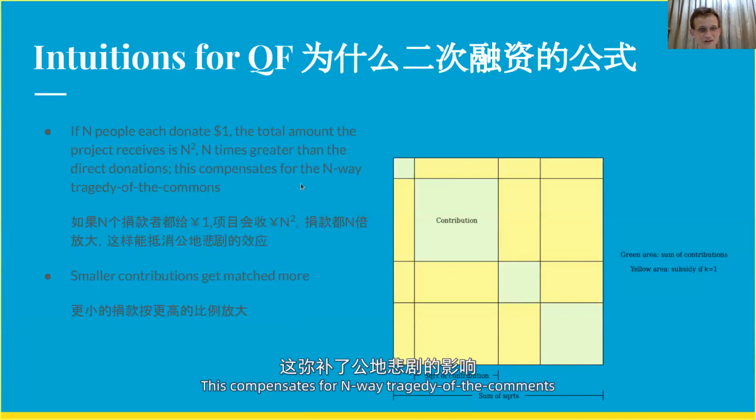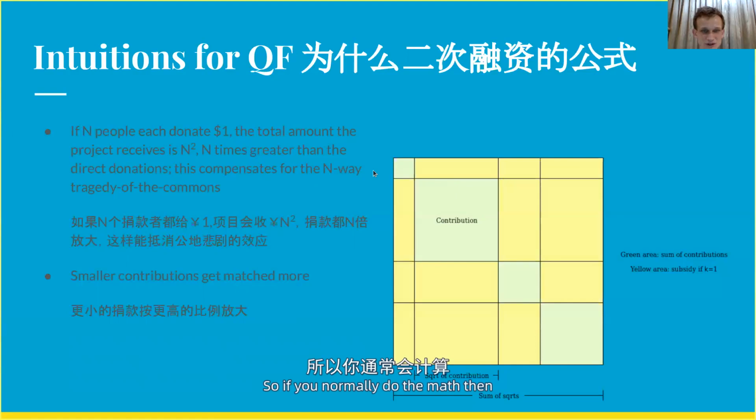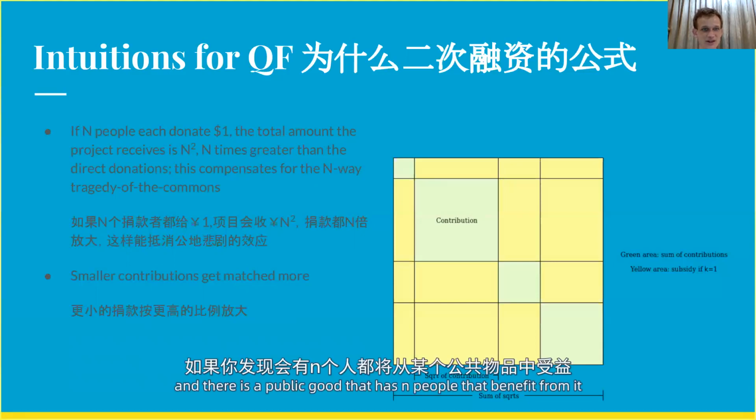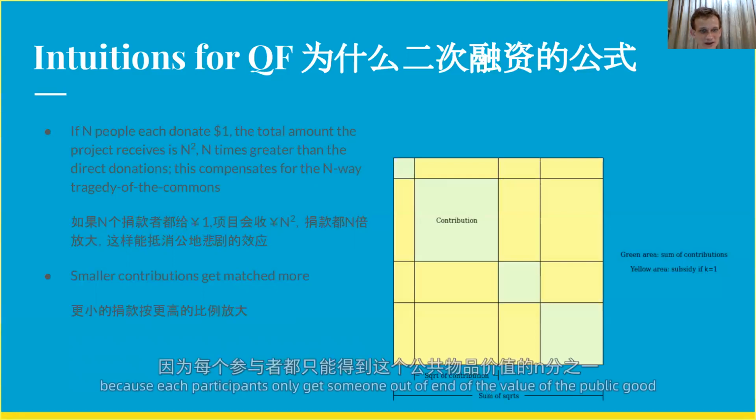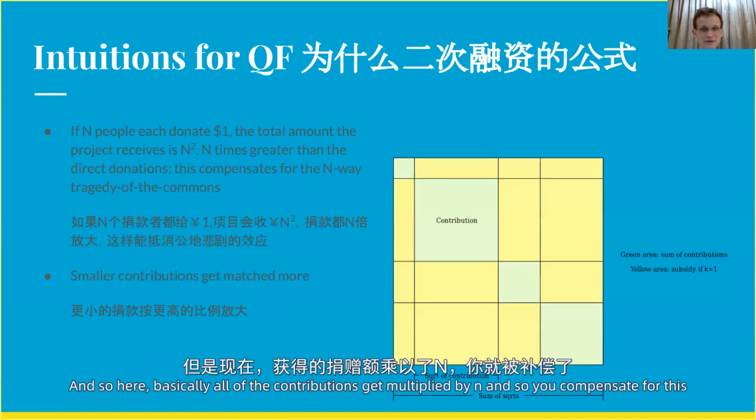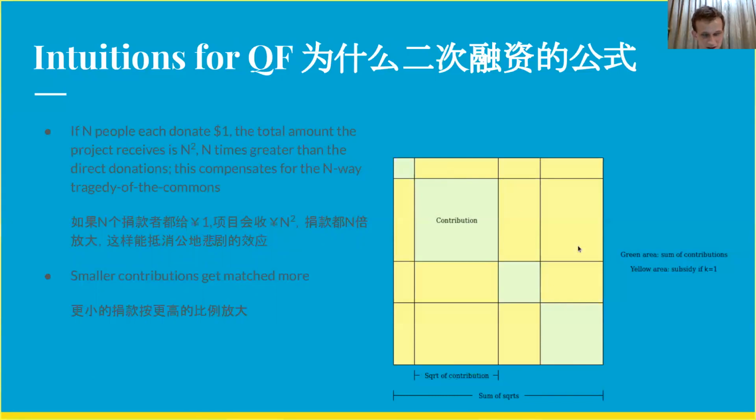And this compensates for the n-way tragedy of the commons. If you try to just fund public goods with direct donations, and there's a public good that has n people that benefit from it, then generally the donations are not going to work that well because each participant only gets 1 out of n of the value of the public good. And so here, all of the contributions get multiplied by n, and so you compensate for this.